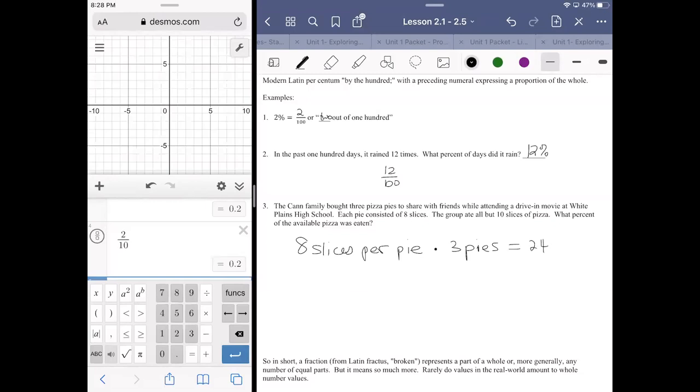That's 24 slices. All right, we ate all but 10 slices. So that means that there were 10 slices left over, right? So there were 10 left. That means that there were 14 slices eaten.